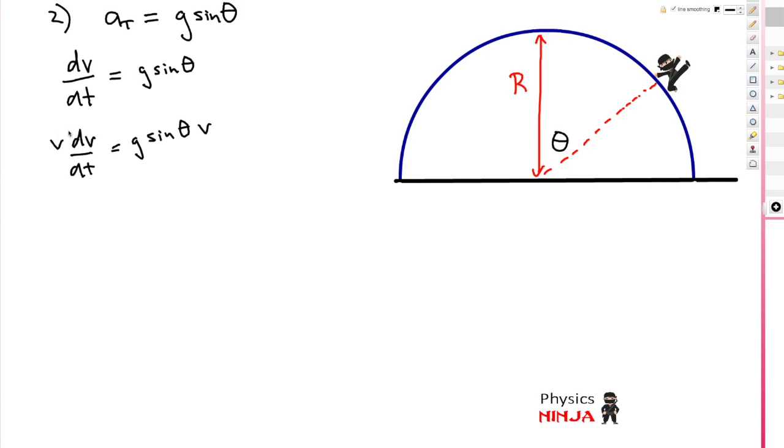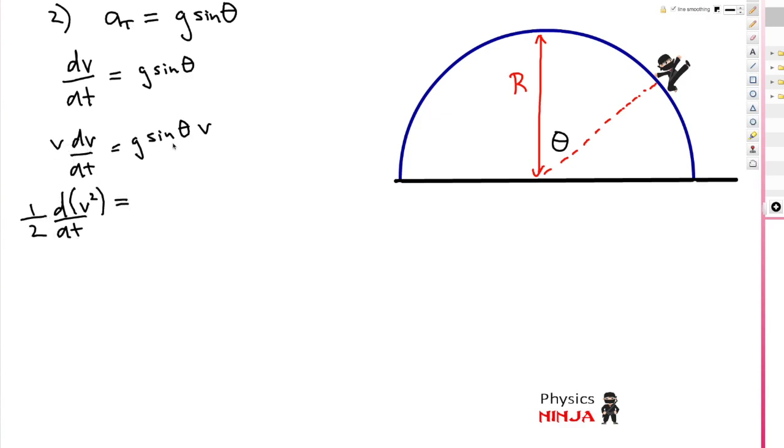I want to rewrite this term, which is v times the derivative of the velocity with respect to time. I can rewrite that term as 1/2 d/dt of the function v squared. If you take the derivative of v squared, a 2 will come out, and then you get v times the derivative of velocity with respect to time. Okay, so the left-hand side is okay.